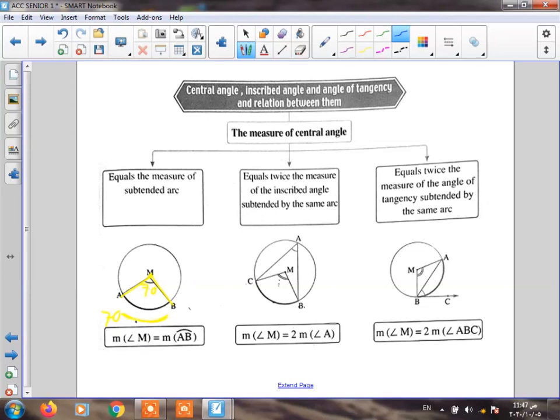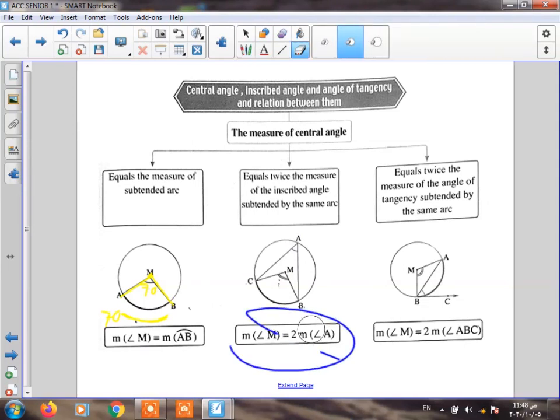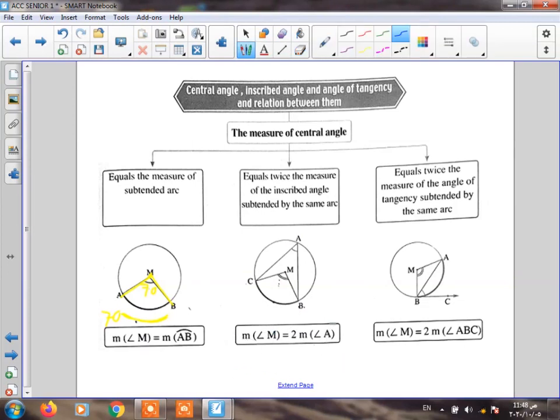Here I have a central angle and here I have the inscribed angle. This central angle equals the measure of the subtended arc, which is CD, and the inscribed angle equals half the measure of arc CD. So the measure of the central angle equals double the inscribed angle, or the inscribed angle equals half the central angle.